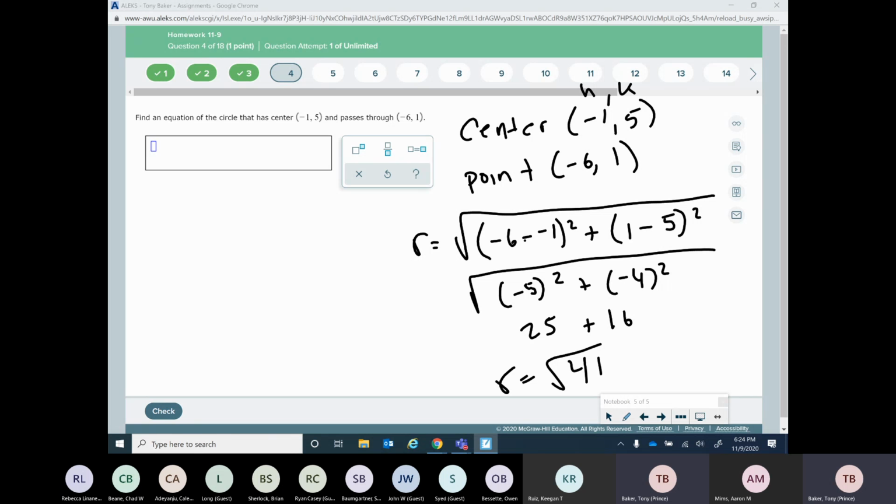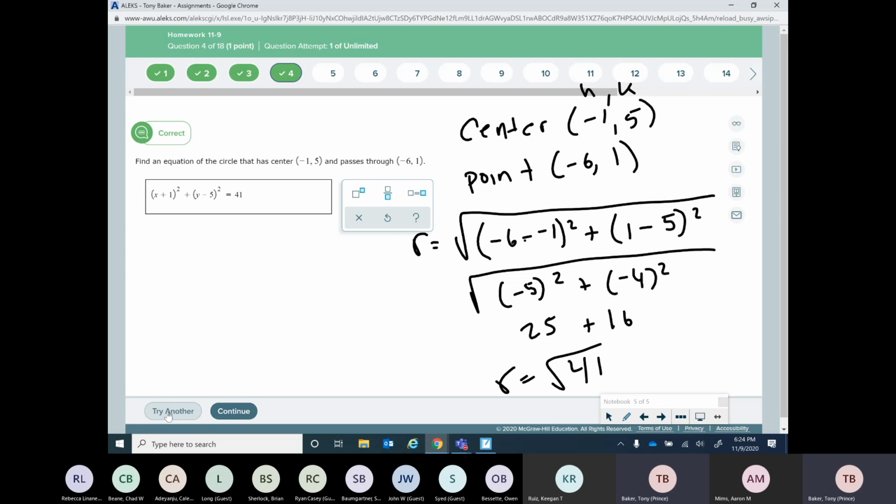So now when I write my formula, remember I'm using the square of the radius. My radius is the square root of 41, but the number I'm going to type into the problem, I square, so the square root goes away. The other thing when you're typing them in is to make sure you get your signs right. The formula is always the opposite of what they gave you. So it's x plus 1 squared and y minus 5 squared equals 41.